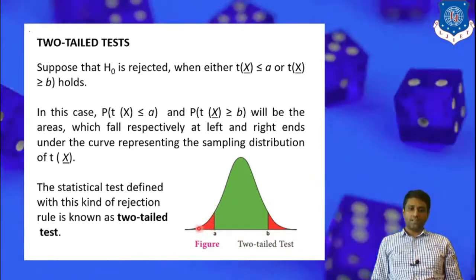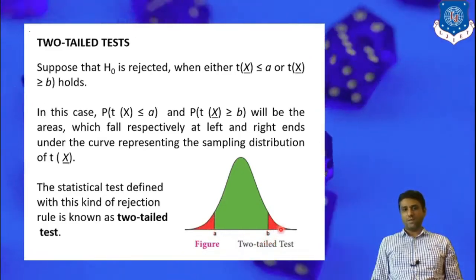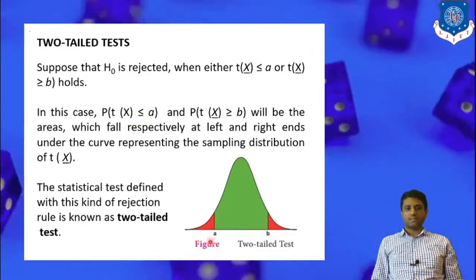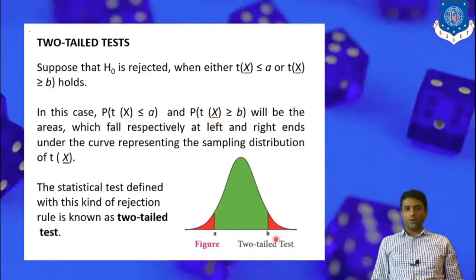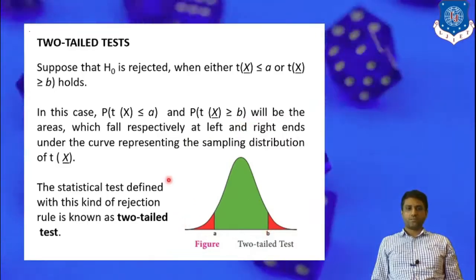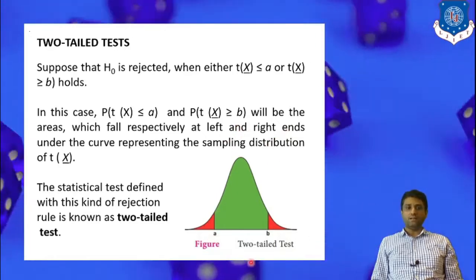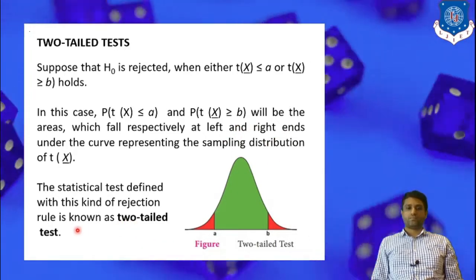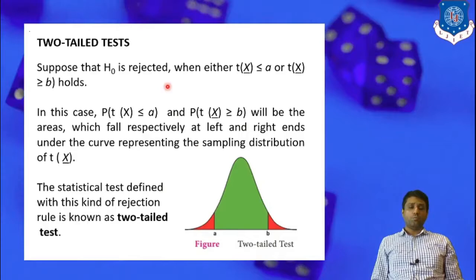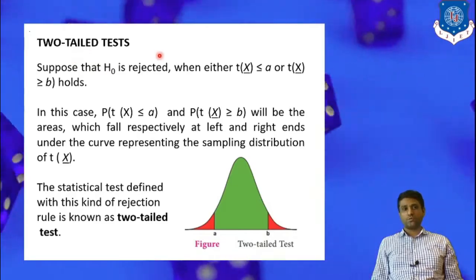But when T of x, that is the random variable, lies in this portion, when x is less than A or when x is greater than B, then our null hypothesis is rejected. The probability that T of x is less than or equal to A, and that T of x is greater than or equal to B, is known as the rejection region. So here we have to use both the left as well as the right tail, so we have to use the two-tailed test. More precisely, we have to see in which type of real life example we should use this two-tailed test.